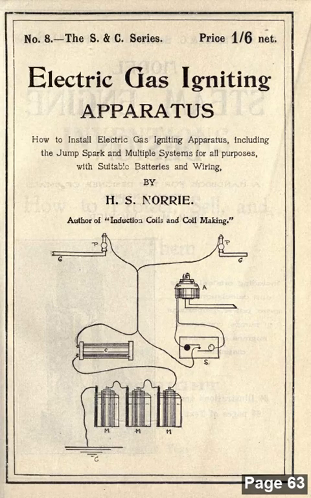No. 8. The S and C Series, price 1/6 net. Electric Gas Igniting Apparatus, how to install electric gas igniting apparatus, including the jump spark and multiple systems for all purposes, with suitable batteries and wiring, by H. S. Norrie, author of Induction Coils and Coil Making.